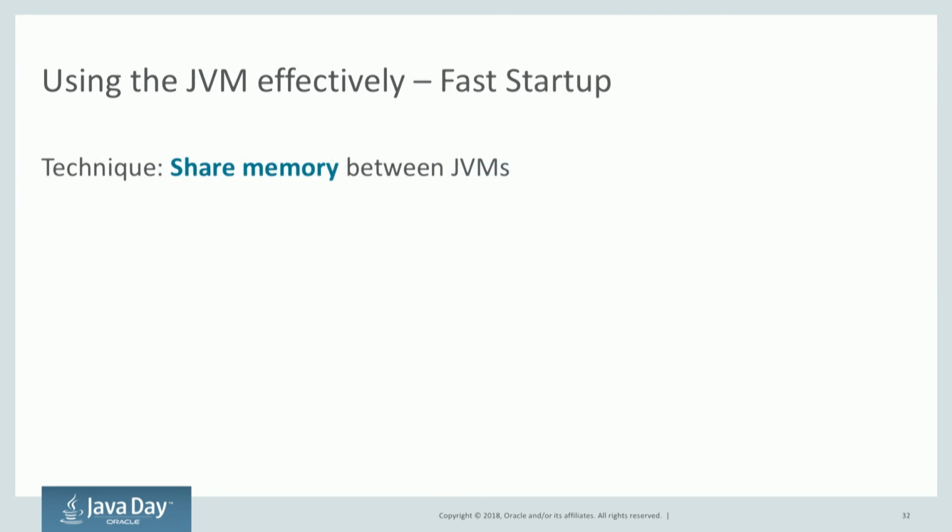So fast startup, technique number one: share memory between JVMs. Right? If you come to load something off disk and it's already been loaded off disk for another process, maybe the second JVM starting up on a host, then sharing memory is going to enable you to start more quickly, especially since the JVM itself will probably be in memory if it's frequently being used.